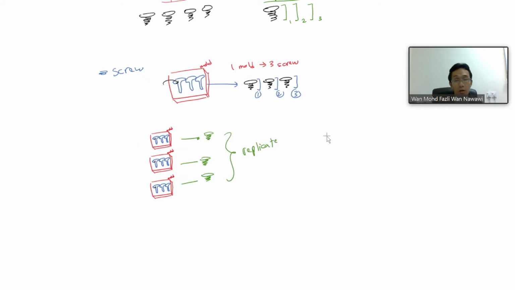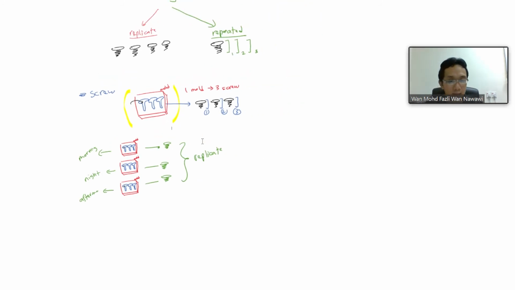Because if something happens to this mold during that process, let's say you do this in the morning, then another batch at the night, and another in the afternoon. When you do different batches, you can see the variation between the production. But if you do only one batch, you cannot see the variation. Whatever you get is not randomized enough. They are not replicates, they are just repeated measurements.